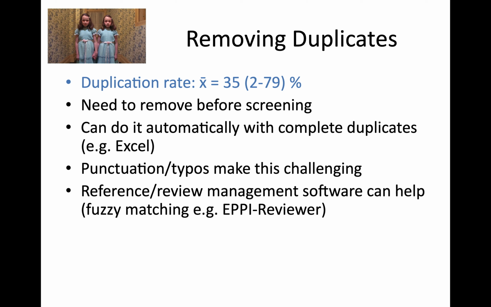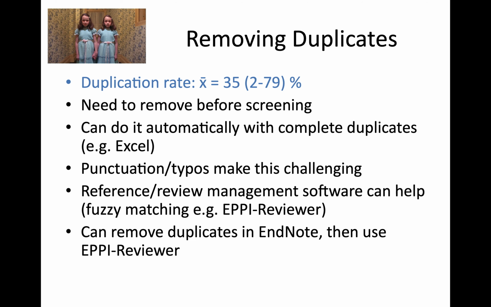But there are facilities within what we call review management software or reference management software that allow us to do this fairly well based on some kind of fuzzy matching. So it looks for the percentage overlap between two different records and gives you an indication of whether it's a likely duplicate or not.